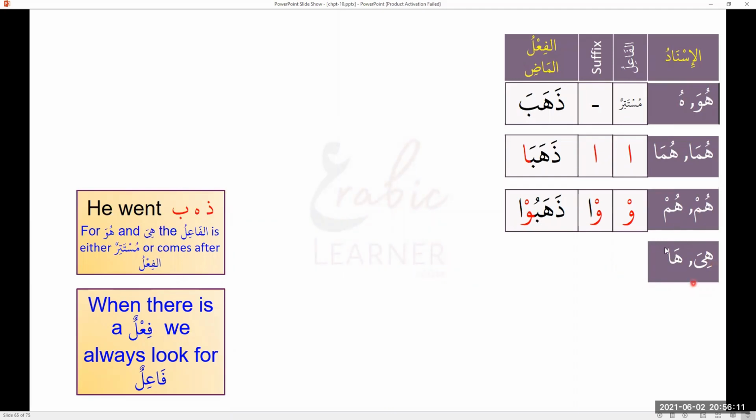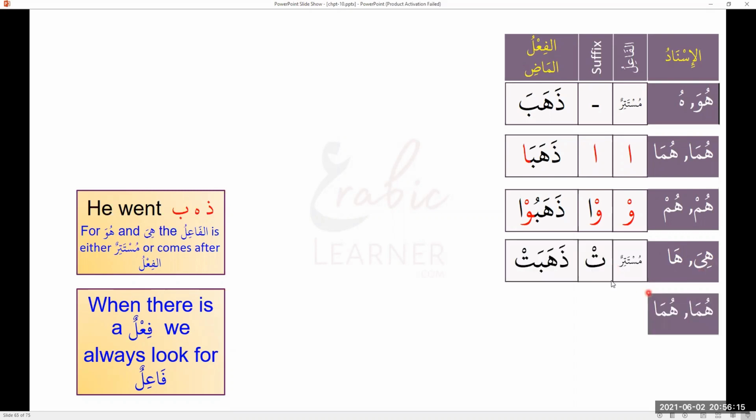Okay, now what is this? She went, zahabat. She went, zahabat. What is the fa'il here? Here the fa'il is alif. Here the fa'il is indicated by waw. And here I'm writing the fa'il is again mustatir. So what is this ta doing here? This is called ta ta'nith, the feminine ta. With this ta, it indicates she. When there is no ta, it is just zahaba, indicating he. When you add ta sukun to zahaba, the masculine default, it becomes she.